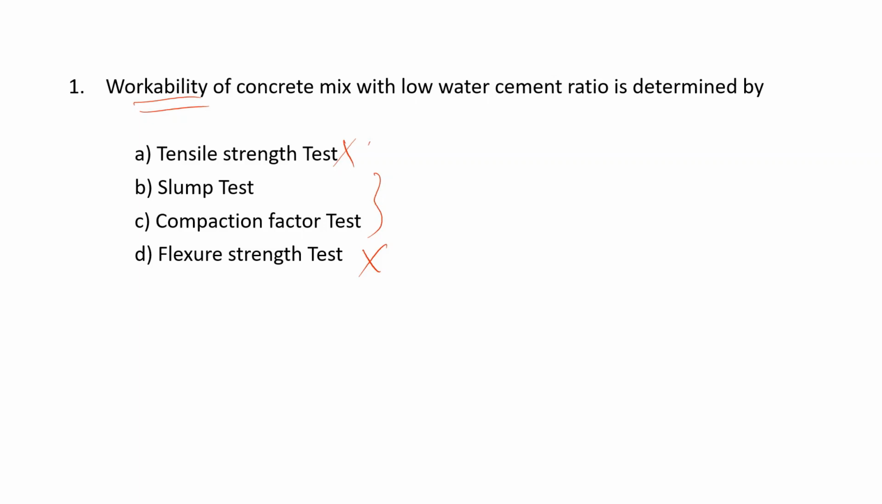But in the question they mentioned a low water cement ratio, that is, concrete mixed with low water cement ratio. For low water cement ratio we are using the compaction factor test. So workability of concrete mixed with low water cement ratio is determined by the compaction factor test. So our answer is option C.